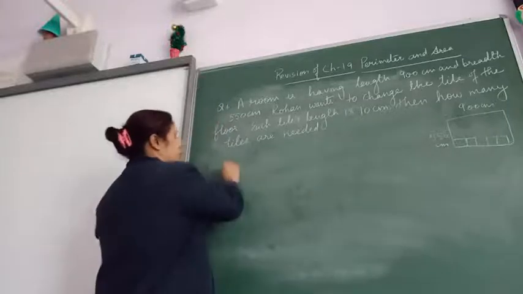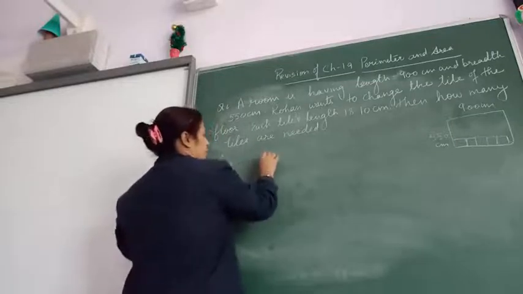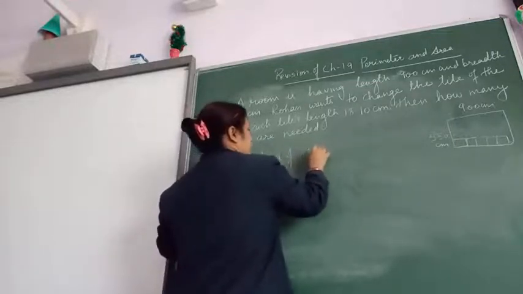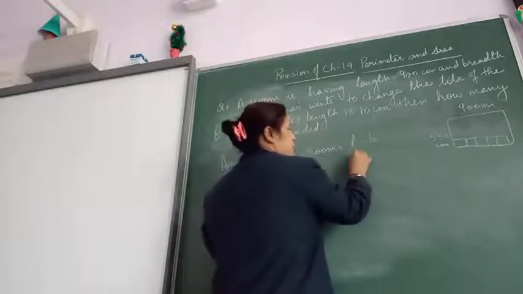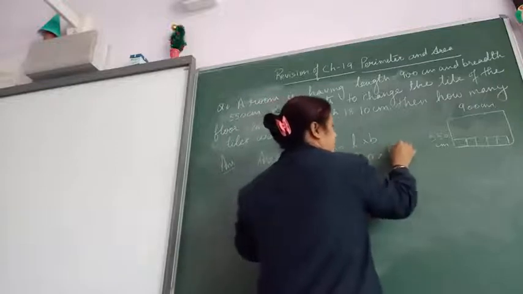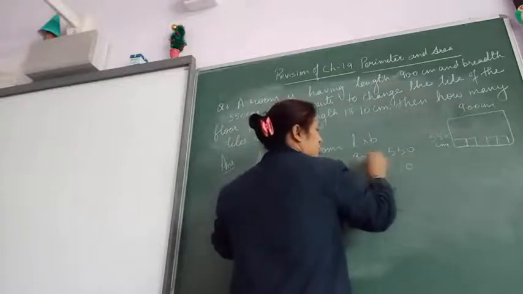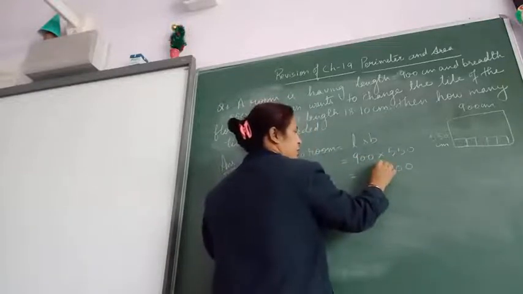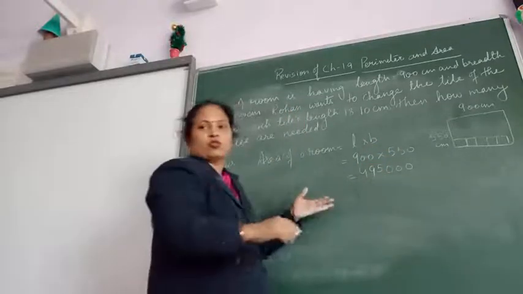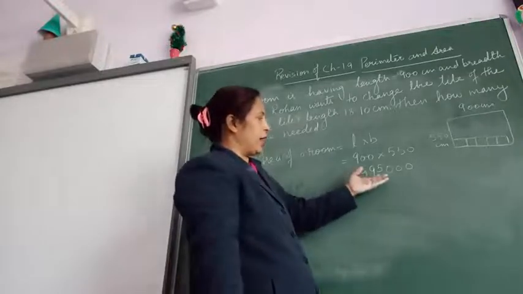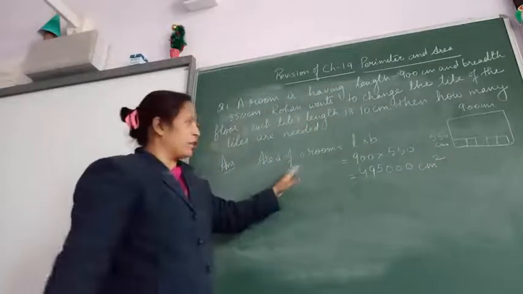Okay. So first what we will do, we will find out the area of this room. So what is the area of this room? Area of the room, what is the formula we use? Length into breadth. Now length is given to you 900 and breadth is given to you 550. Now you multiply, 3 zeros are there, so 1, 2, 3, you put this. 9 fives are 45, 4 here, 45 plus 4, 49. Okay, so 4,95,000. This is in centimeters, so centimeter square. Okay, now you have taken out the area of the room.